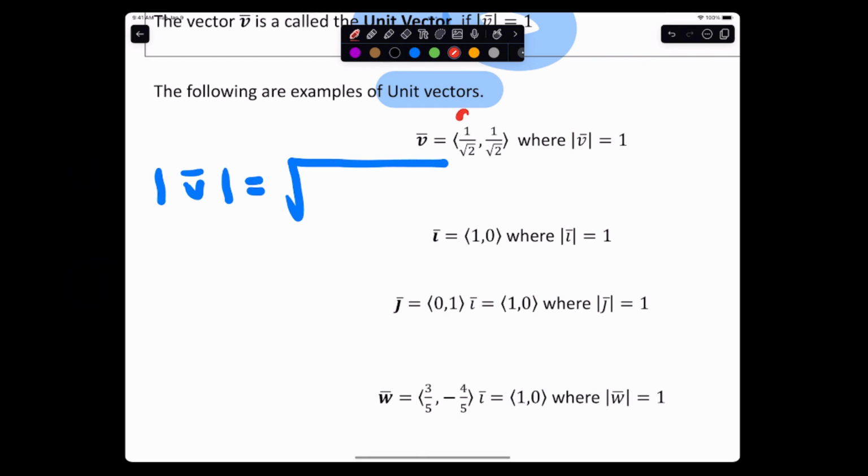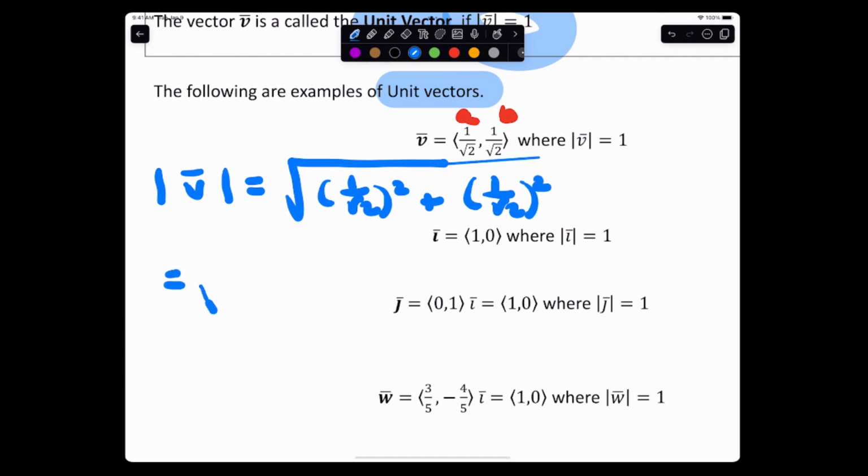Isn't this A and B? 1 over the square root of 2 squared plus 1 over the square root of 2 squared. You know what that equals? What's 1 over the square root of 2 to the second power? Isn't that 1/2? Same thing for the other.